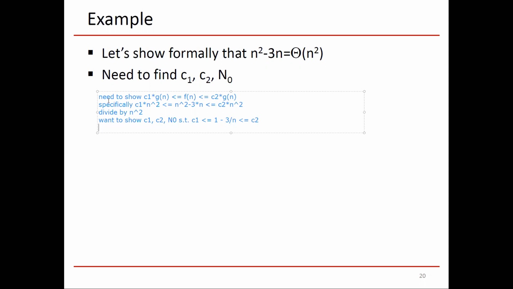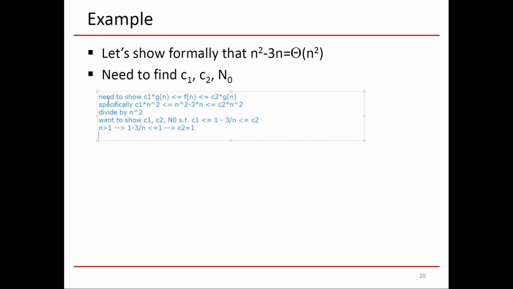So now let's think about it. Provided that n is greater than 1, 3 over n is well defined. And in this case, 1 minus 3 over n is less than or equal to 1. And we can choose that C2 is equal to 1.